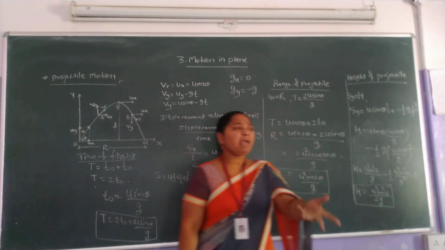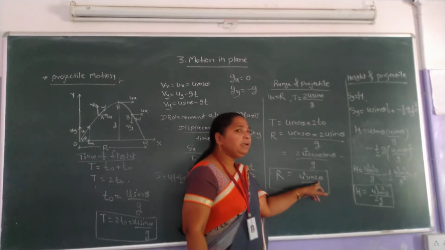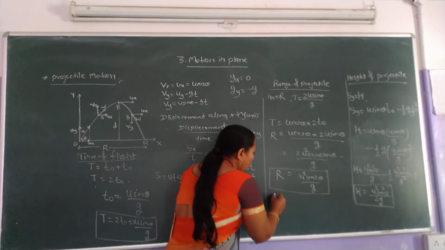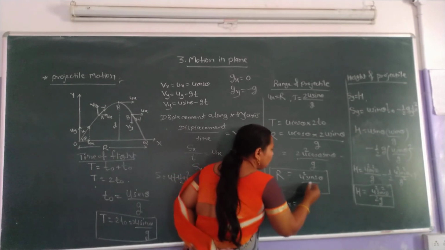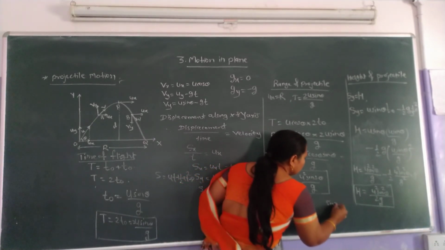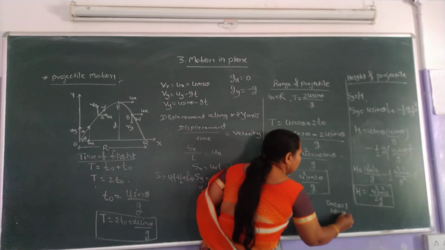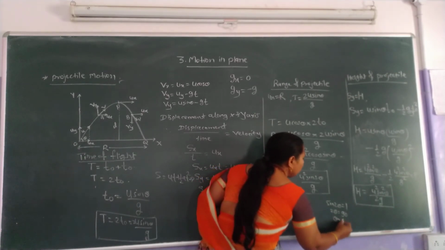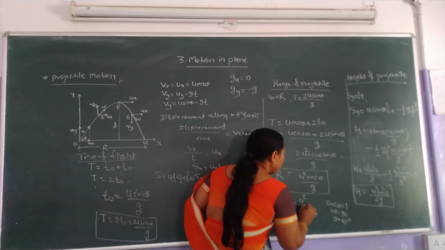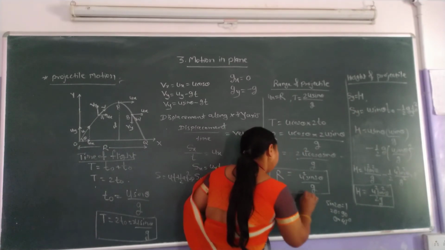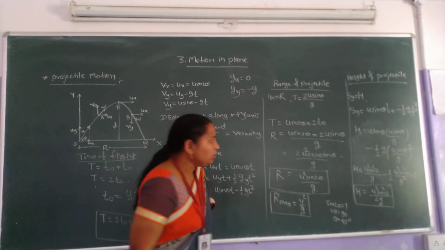When the range is maximum, R is equal to R max, when sin 2 theta is equal to 1. Sin 2 theta is equal to 1 means 2 theta is equal to 90. Therefore, theta is equal to 45. Then R max is equal to u square upon g.